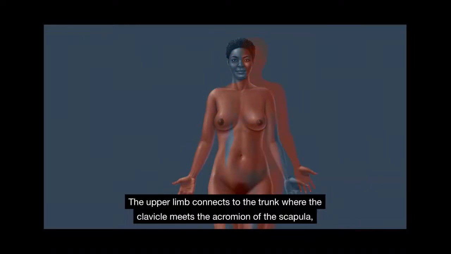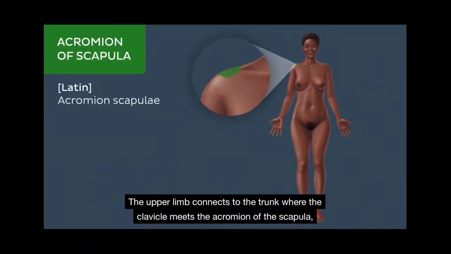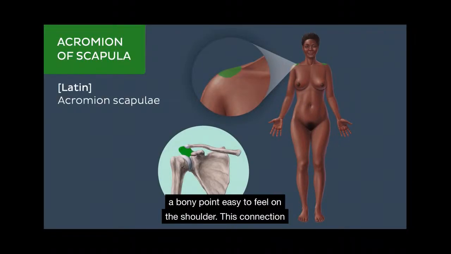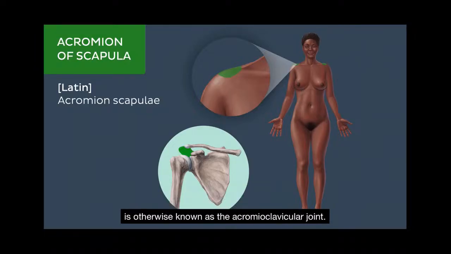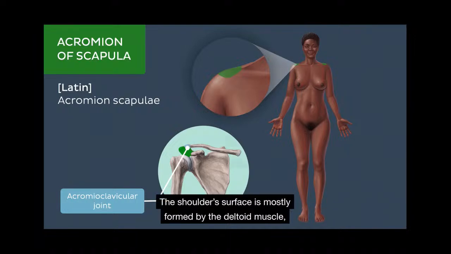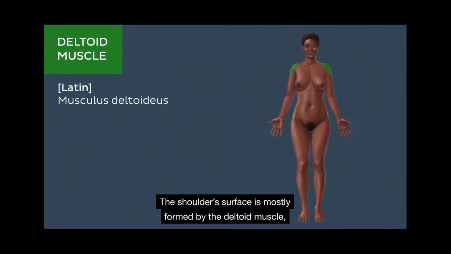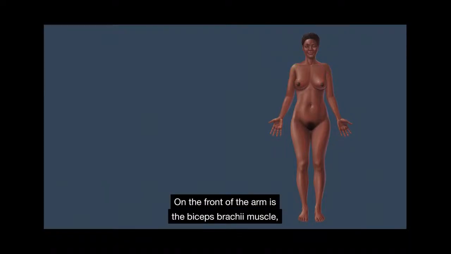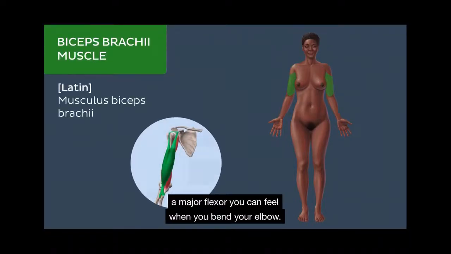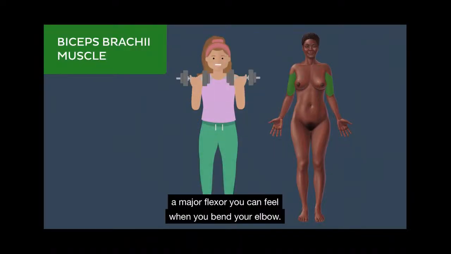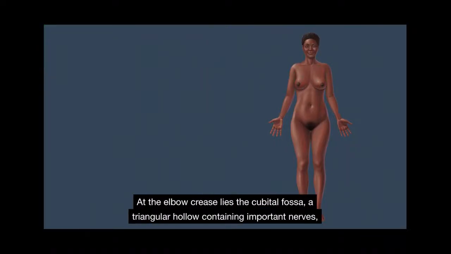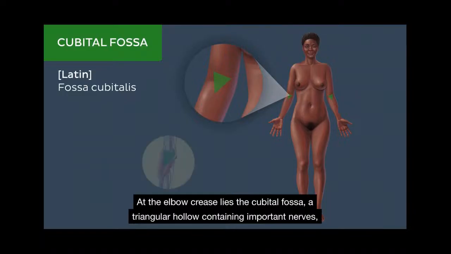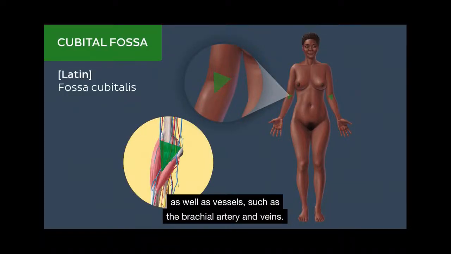The upper limb connects to the trunk where the clavicle meets the acromion of the scapula, a bony point easy to feel on the shoulder. This connection is otherwise known as the acromioclavicular joint. The shoulder surface is mostly formed by the deltoid muscle, a rounded cap over the lateral arm. On the front of the arm is the biceps brachii muscle, a major flexor you can feel when you bend your elbow. At the elbow crease lies the cubital fossa, a triangular hollow containing important nerves as well as vessels, such as the brachial artery and veins.